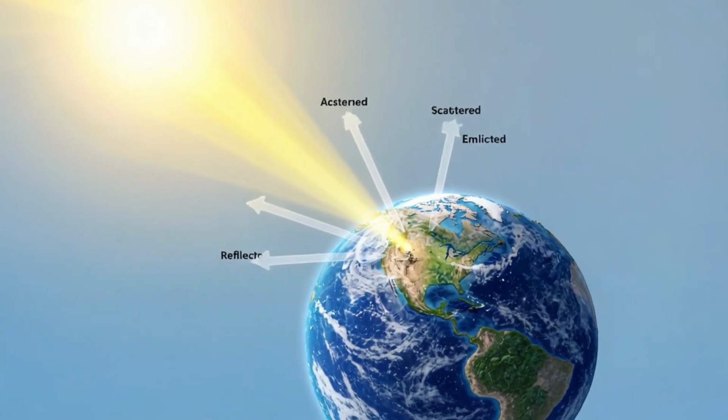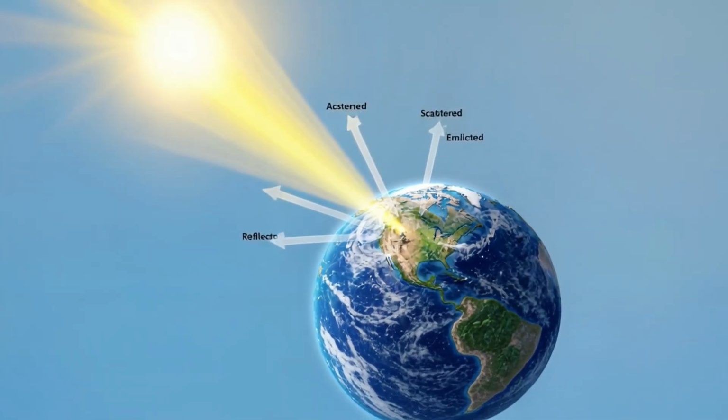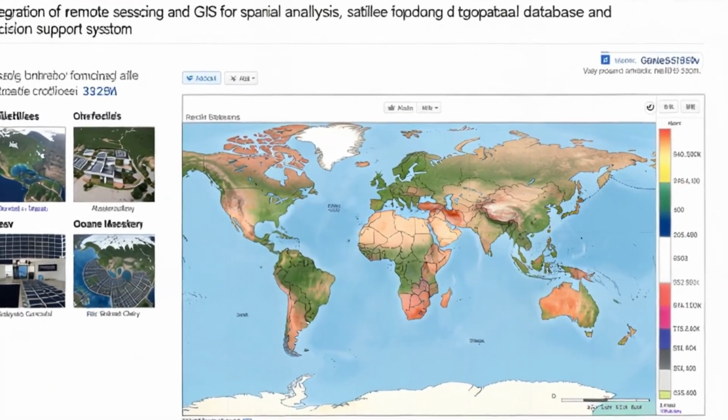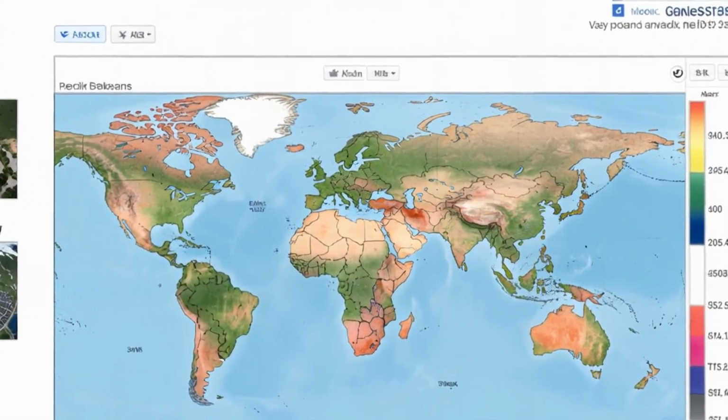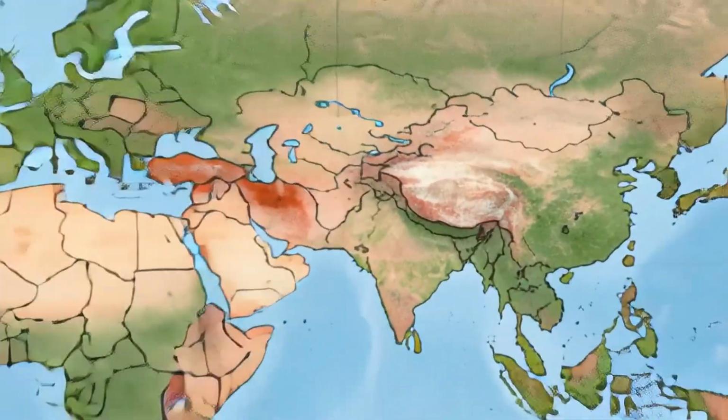Today, remote sensing forms one of the most important pillars of modern geospatial science. As sensor technologies continue to evolve, our ability to monitor the planet will become increasingly sophisticated, accurate, and timely.